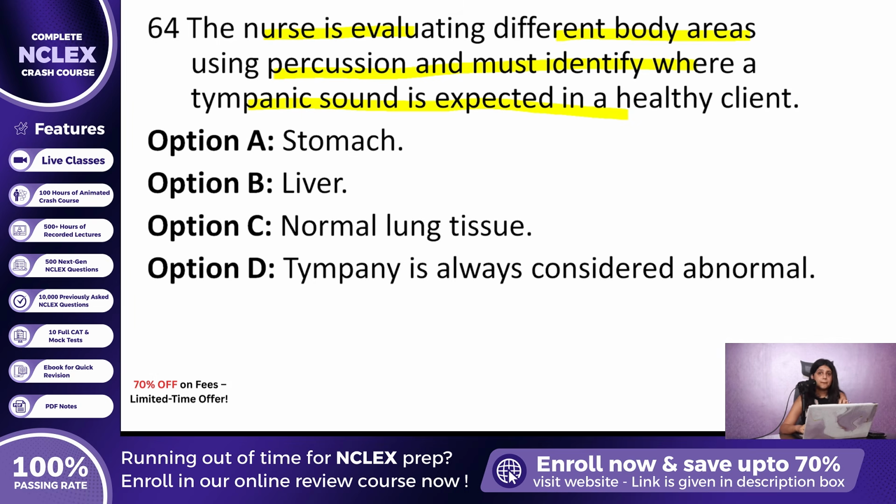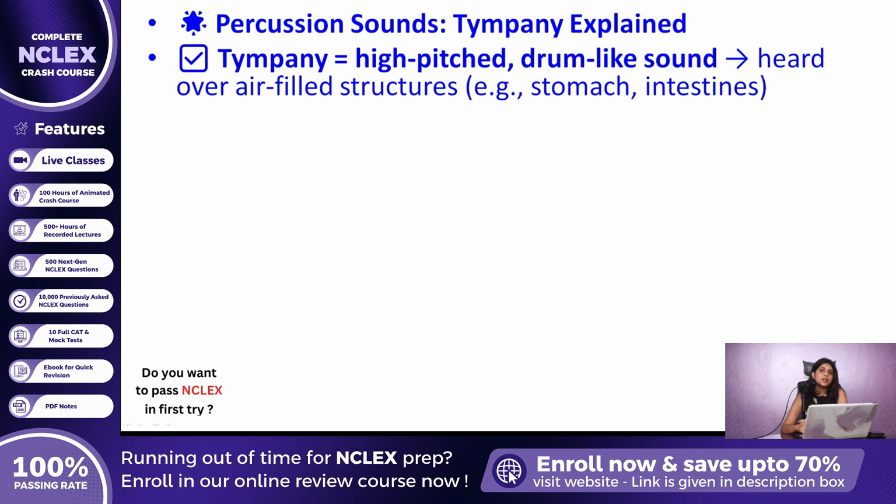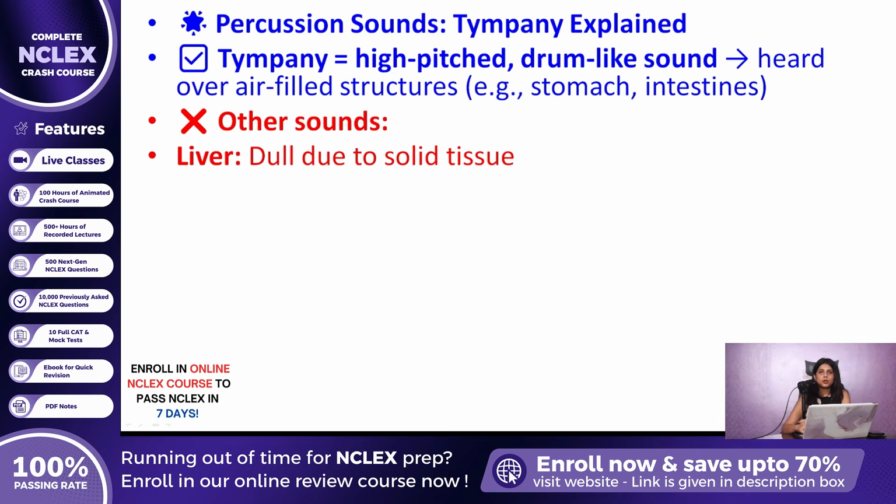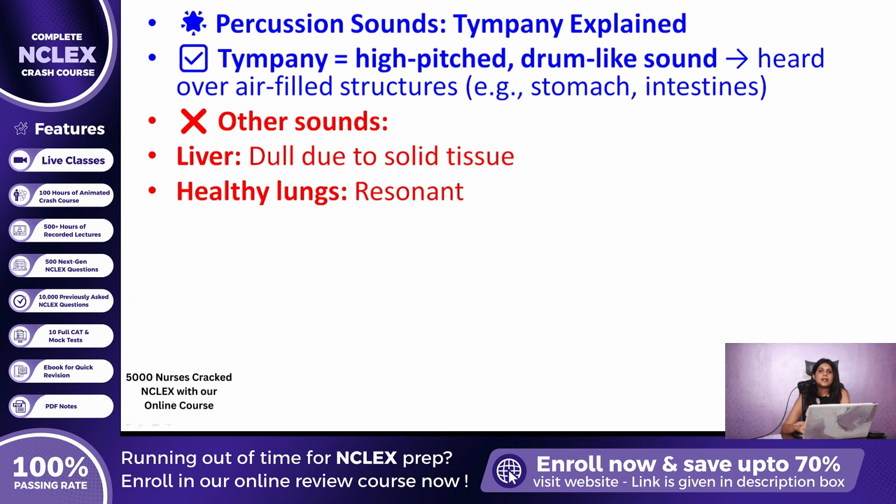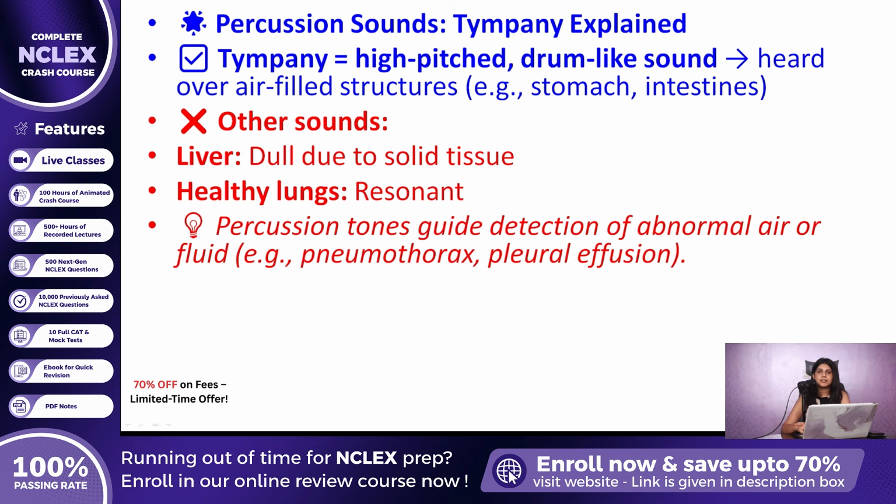The reasoning is that tympany is a high-pitched, drum-like sound typically heard over air-filled structures, such as the stomach or intestines. The liver produces a dull sound due to its solid nature, while healthy lungs produce a resonant tone. Tympany is normal in the right places, but would be concerning over solid organs or fluid-filled areas. The key point is that understanding percussion tones helps the nurse identify normal anatomy and detect abnormal air or fluid accumulation in conditions like pneumothorax or pleural effusion.